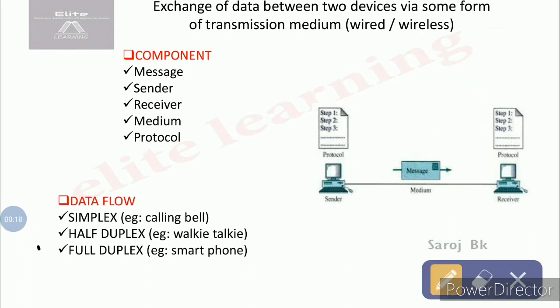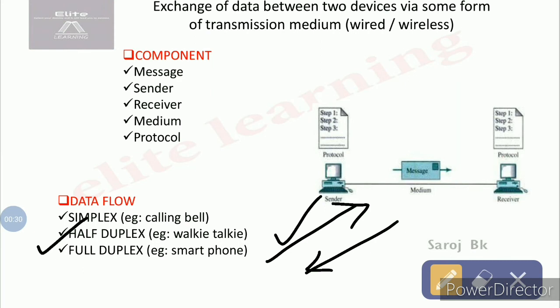Next is half duplex mode. In this mode it is going to use both directions, but at a particular instant of time it uses only one direction. What I mean to say is that if it uses this direction for its data flow, it cannot use the other direction at the same time. So I have set the example as a walkie-talkie. I hope you have knowledge of the working principle of a walkie-talkie, right?